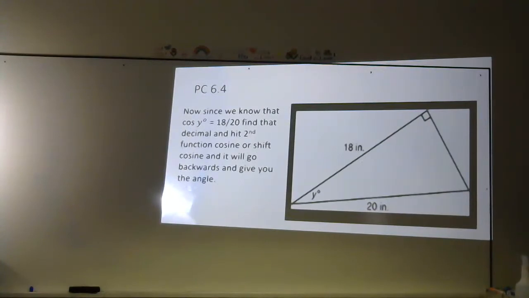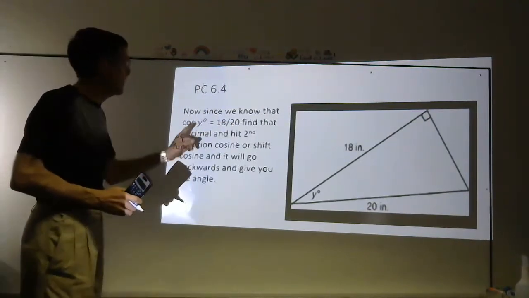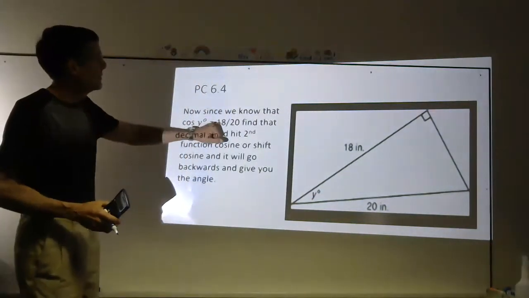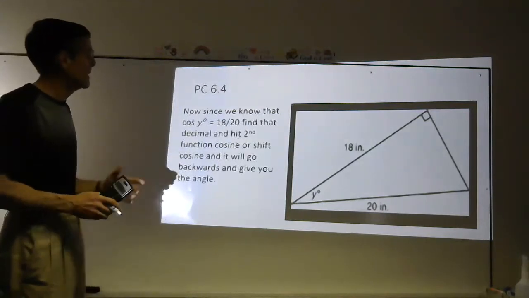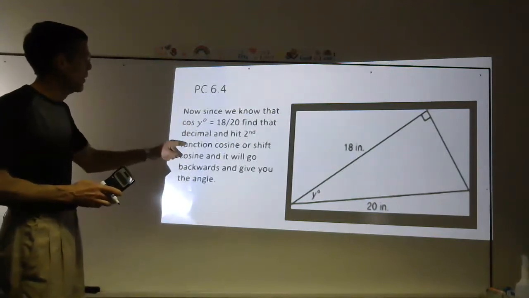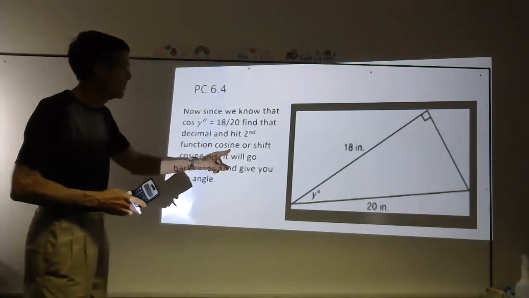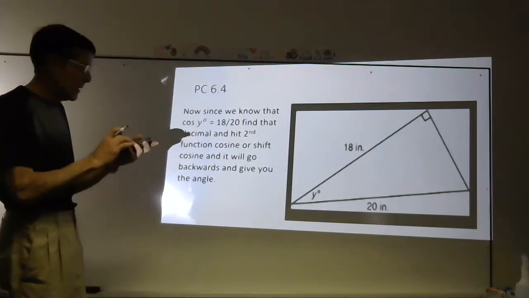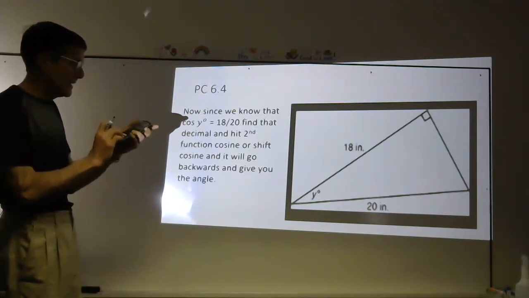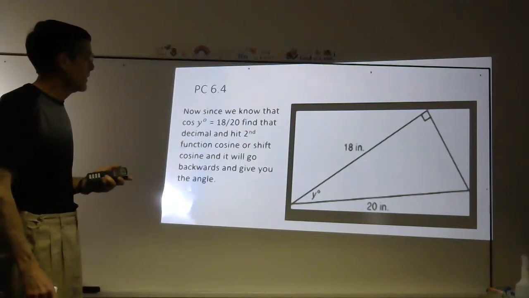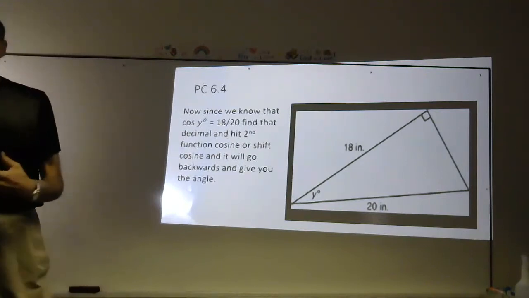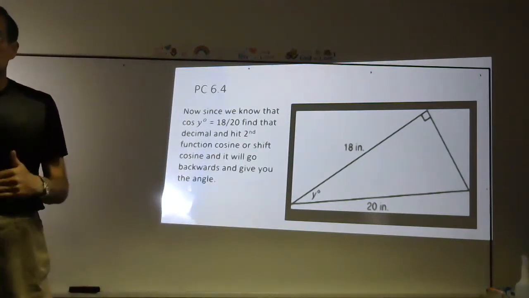For instance, in this particular triangle, we know that the cosine of an angle is the adjacent side over the hypotenuse. So we know it's 18 over 20. Let's get that decimal. 18 over 20 is 9/10, which is 0.9. So you want to do the cosine inverse. You want to hit second function cosine or shift cosine. On my calculator, it's second function cosine. I'm going to put 0.9 in there, and I get an angle of 25.84 degrees. It gave me the angle, and notice that 25.84 is between 0 and 180.